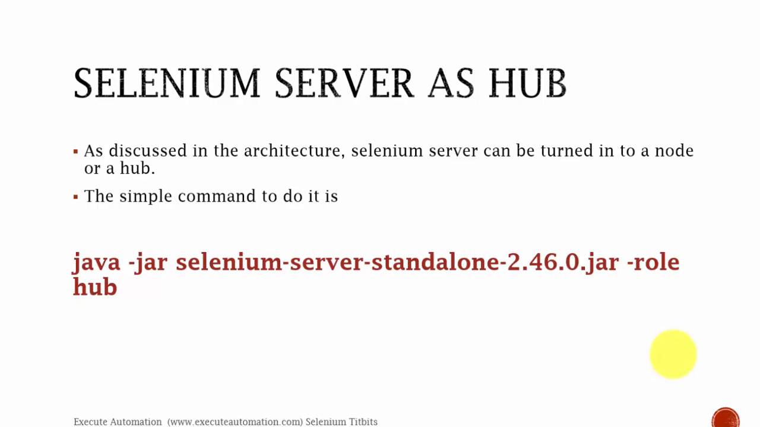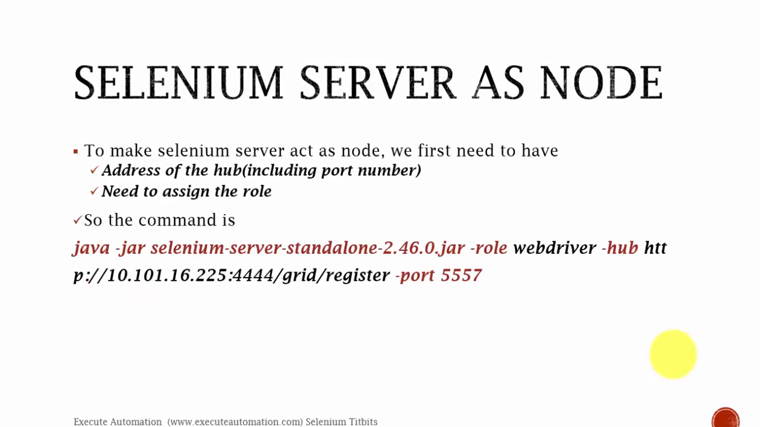For executing a jar file, java -jar and the jar file that you have to specify is pretty generic. The only thing you have to specify here to make your Selenium server act as a hub is to specify the role as hub. That's it. And how to make the Selenium server act as a node? To make the Selenium server act as a node, first we need the address of the hub, including the port number, and then we need to assign the particular role for that Selenium server.